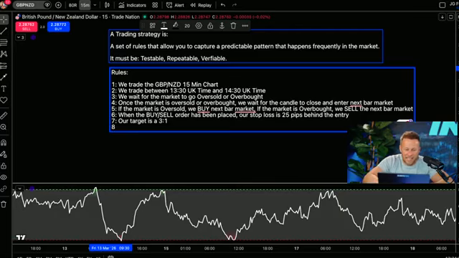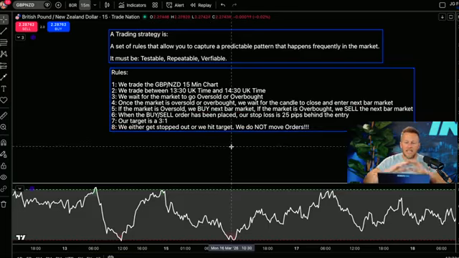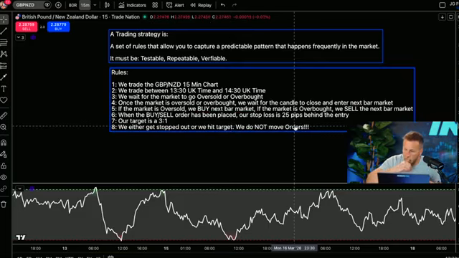So 8, we either get stopped out or we hit target. We do not move orders. Are these rules clear to everyone? We're going to look for these together.